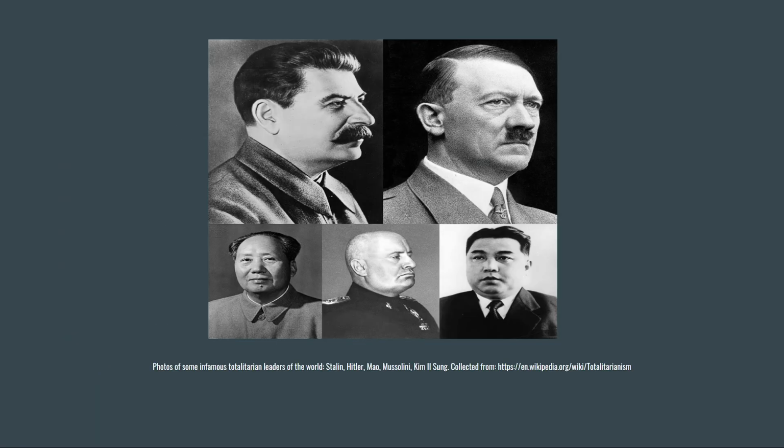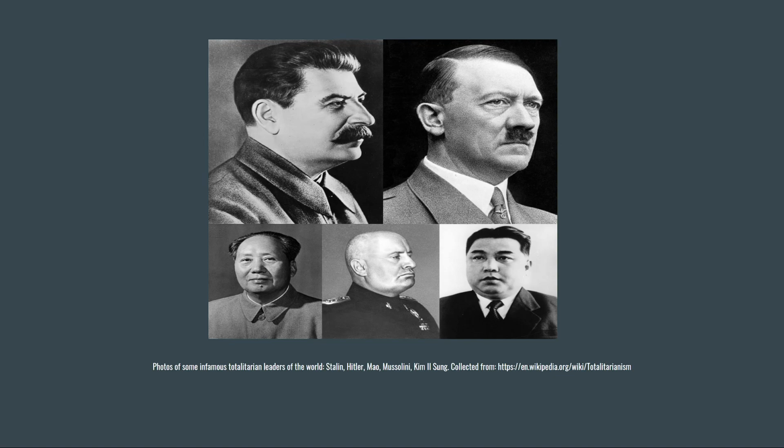So here we are seeing a few infamous totalitarian leaders of the world. So from the left to the right, we are seeing in the upper left, we are seeing Stalin in the Soviet Socialist Republic. He was also a totalitarian dictator who killed many people to strengthen his rule and who sacrificed a lot of Russian lives in the World War II. And then in the upper right corner, we are seeing Hitler, and Hitler was a fascistic leader. He was a fascist, and he also was a totalitarian dictator.